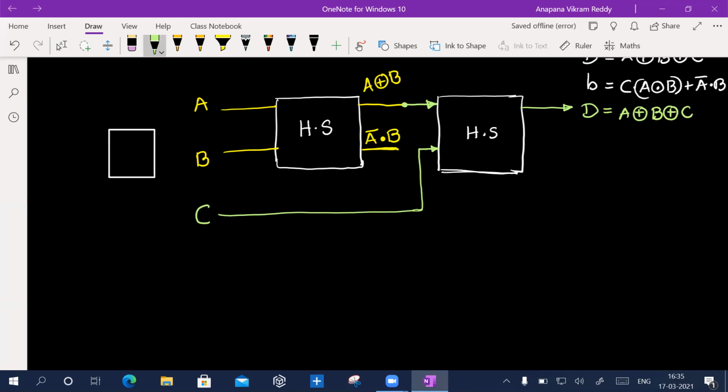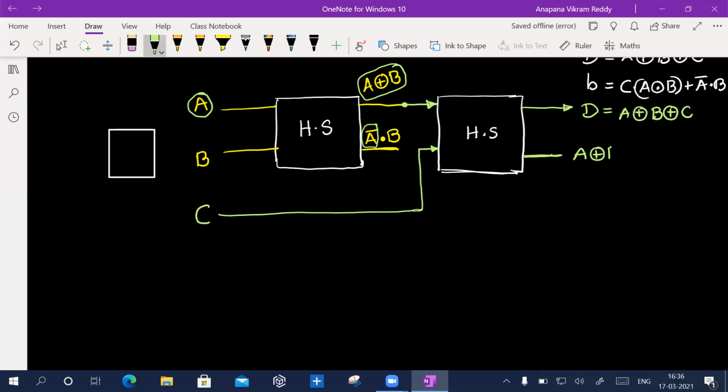That's great. And what about this borrow? What is the borrow for this half subtractor here? A exclusive NOR B and C. That means I have here A, you took the complement, you have A complement. Similarly, I have here A exclusive OR B, you take its complement.